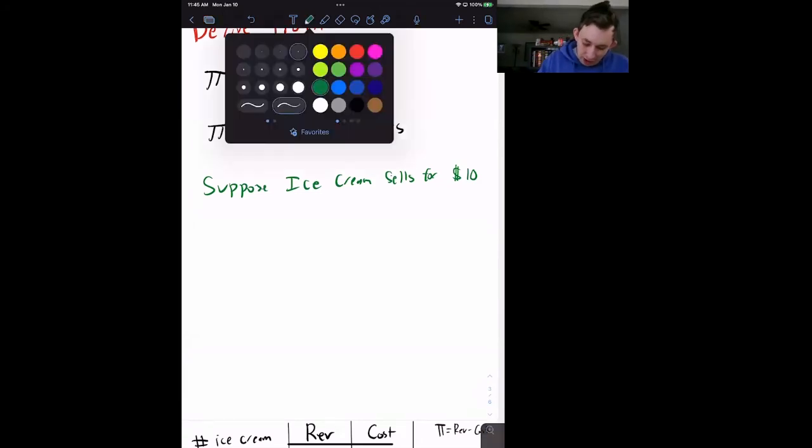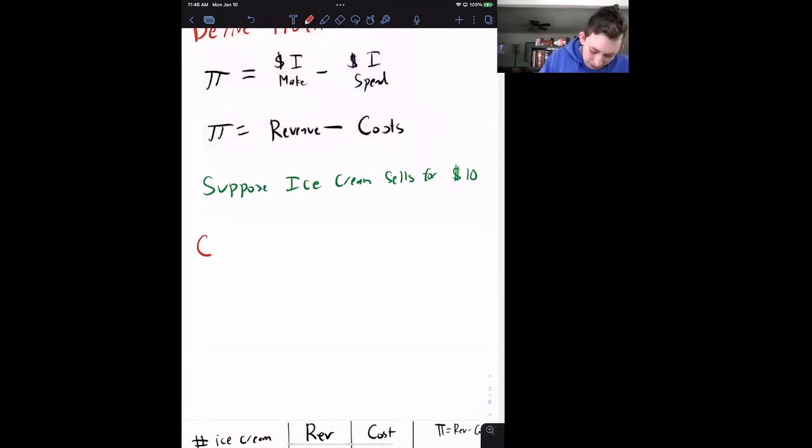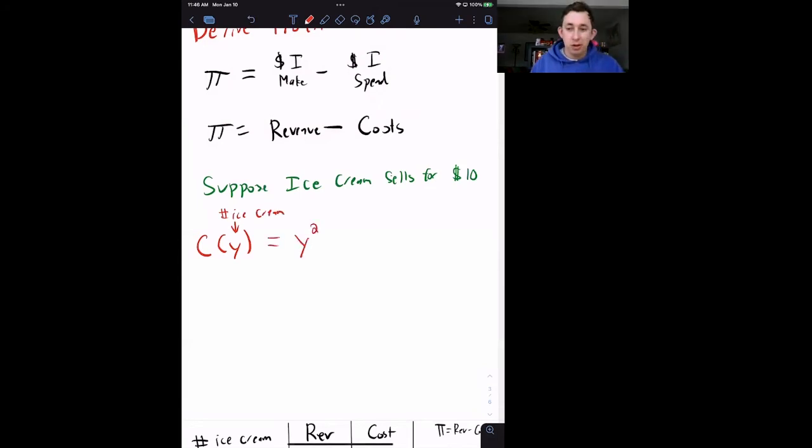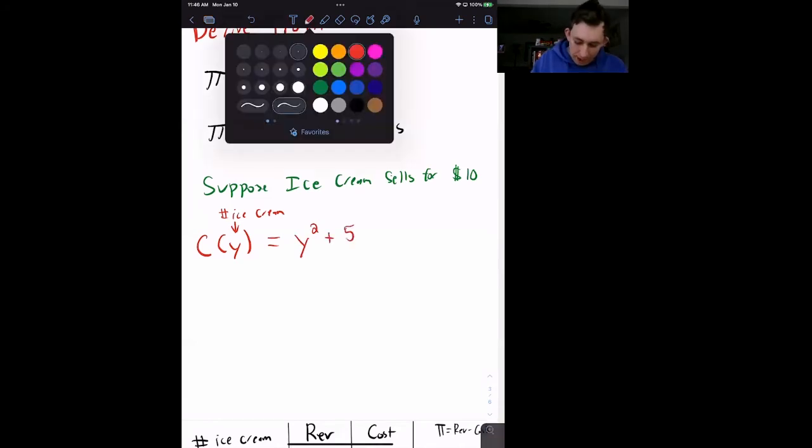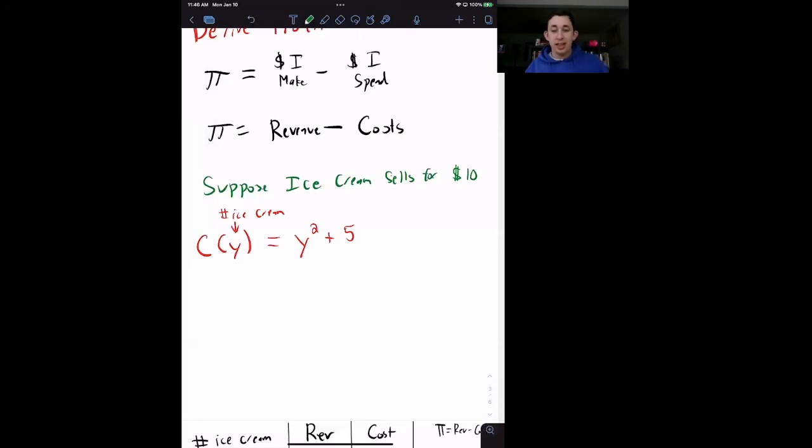So let's talk about our cost function. C of Y, where again, Y is the number of ice creams that we are selling, the number of ice cream cones. And let's just make that equal to the number of ice cream cones I sell squared plus 5. Now, we are going to cover types of costs. We're going to dig in more into the different types of cost functions in another video.